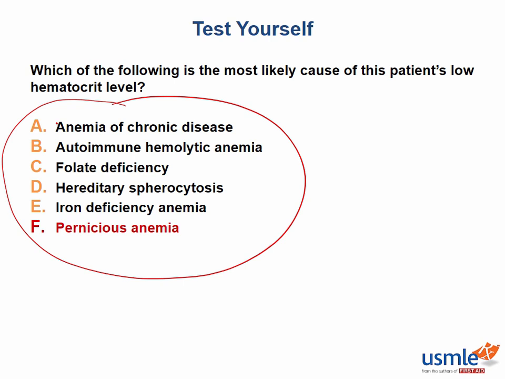I would also go quickly through the remaining choices and say, what would the question stem need to say for me to pick that answer? For example, if the answer were autoimmune hemolytic anemia, I would expect to see hemolytic labs, like an elevated LDH, or an elevated indirect bilirubin, or maybe a low haptoglobin, or a very elevated reticulocyte count, suggesting rapid cell turnover.